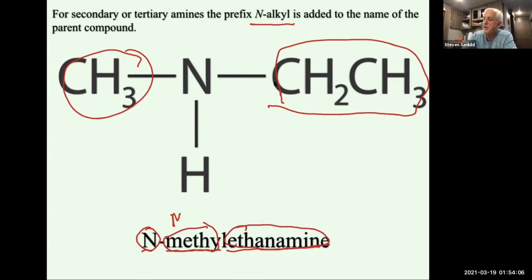Now, why didn't I have to put a number on this one? Because it'd be the same thing no matter where it's attached. If this nitrogen attached to this carbon, it would still be the number one carbon. It'd be the exact same thing. So I didn't have to include the number.